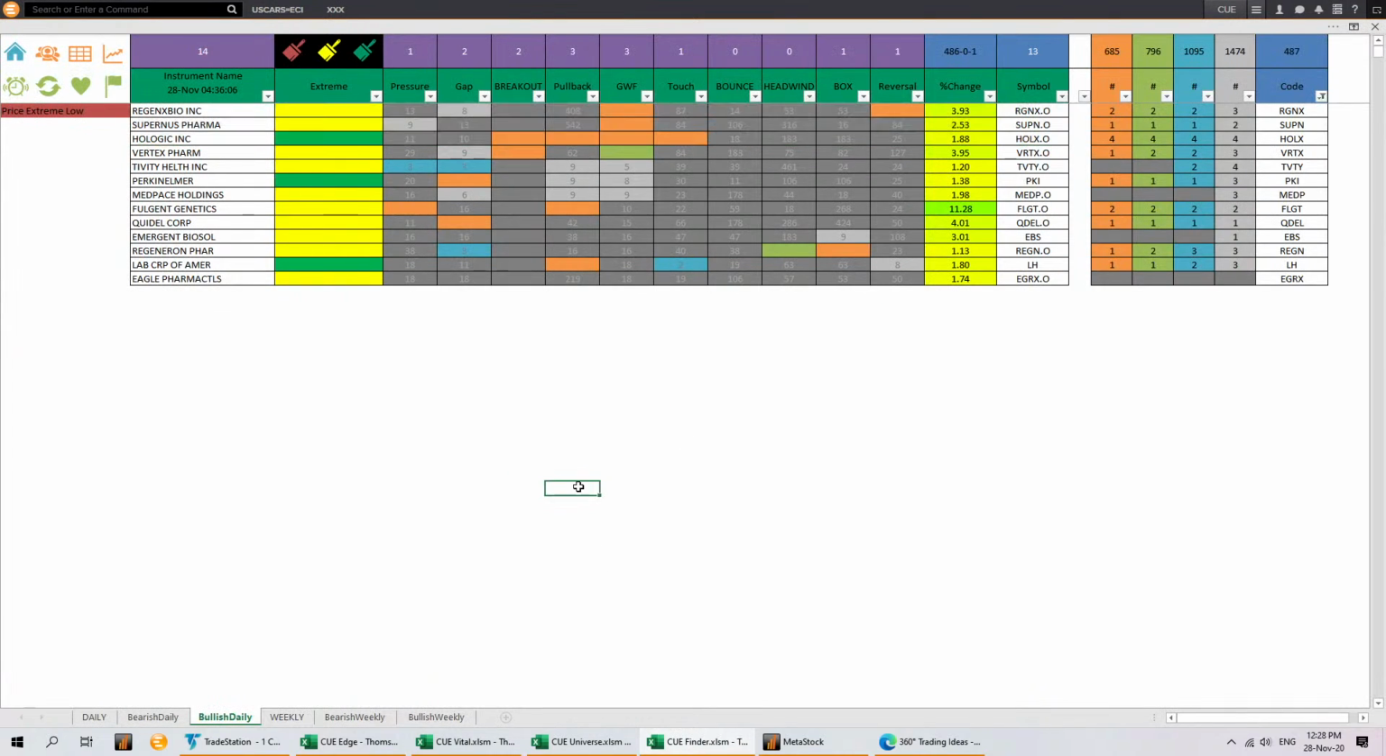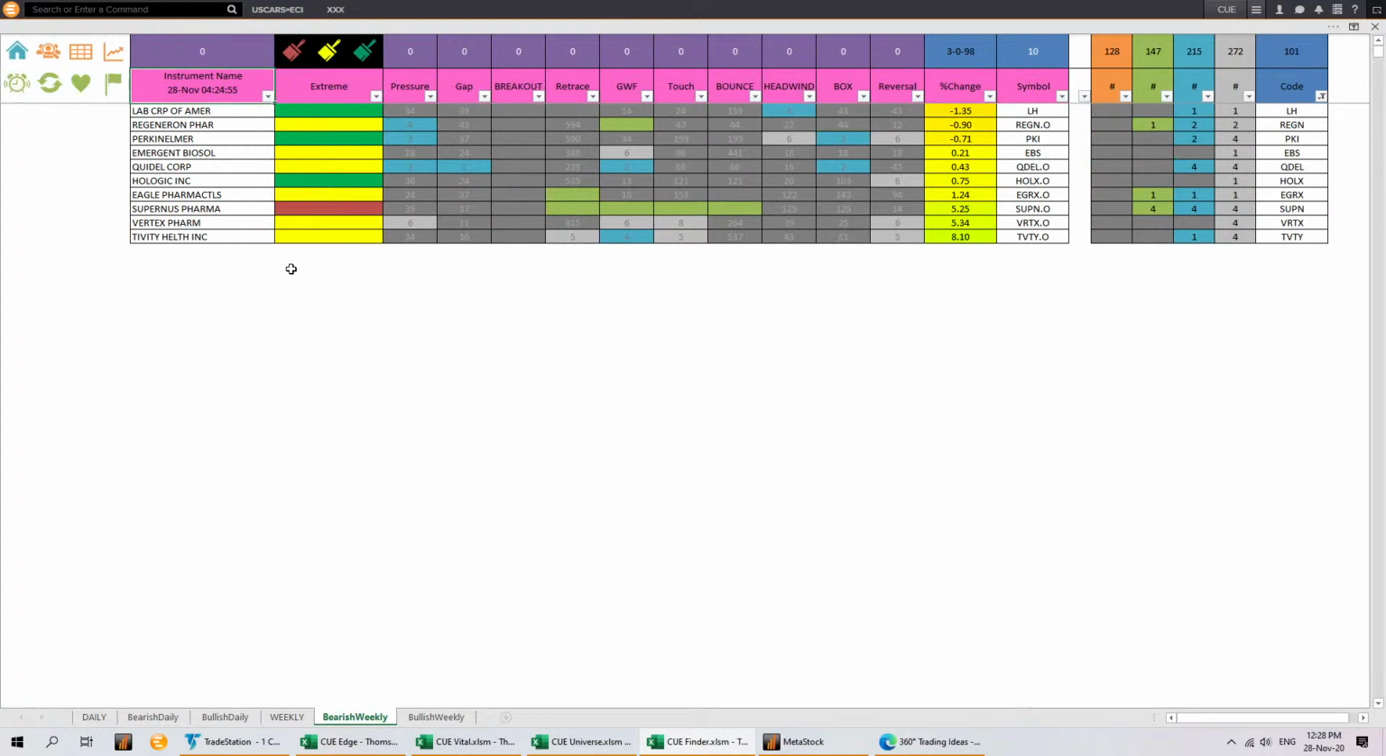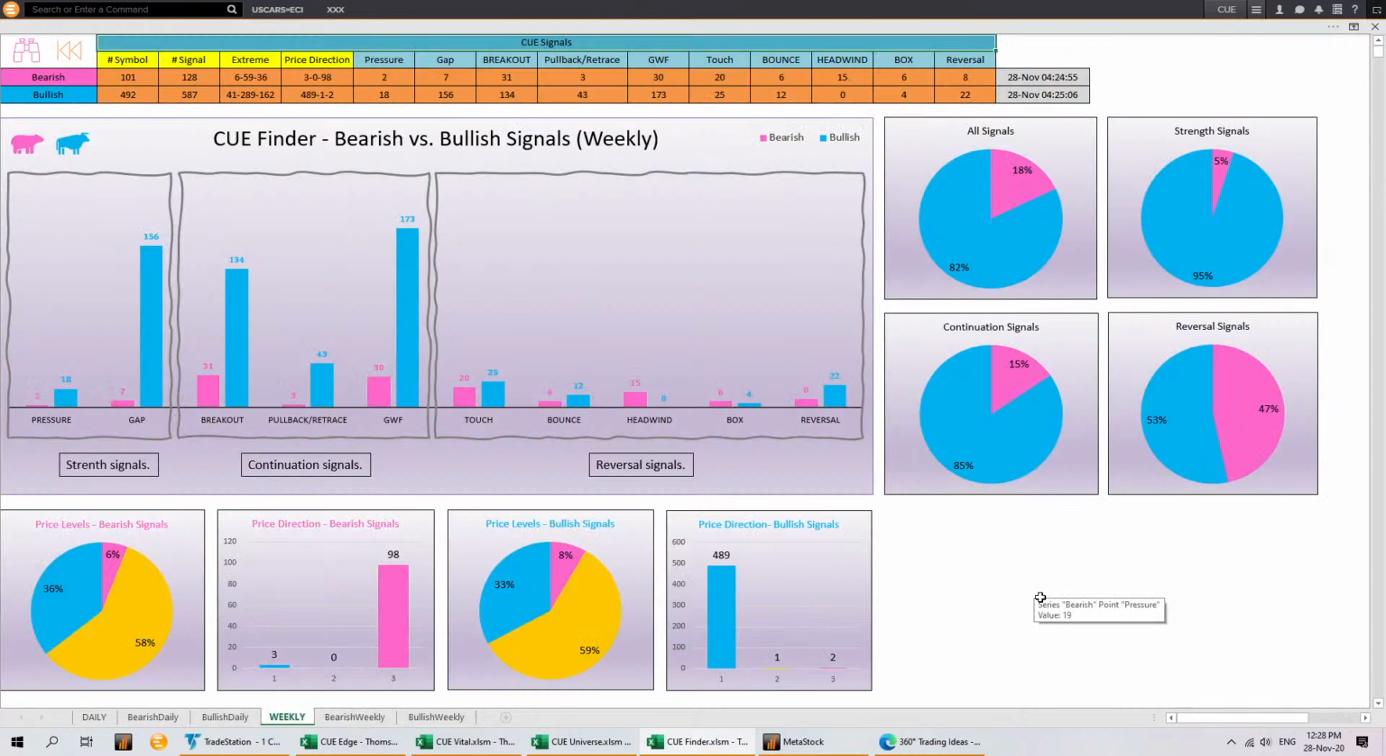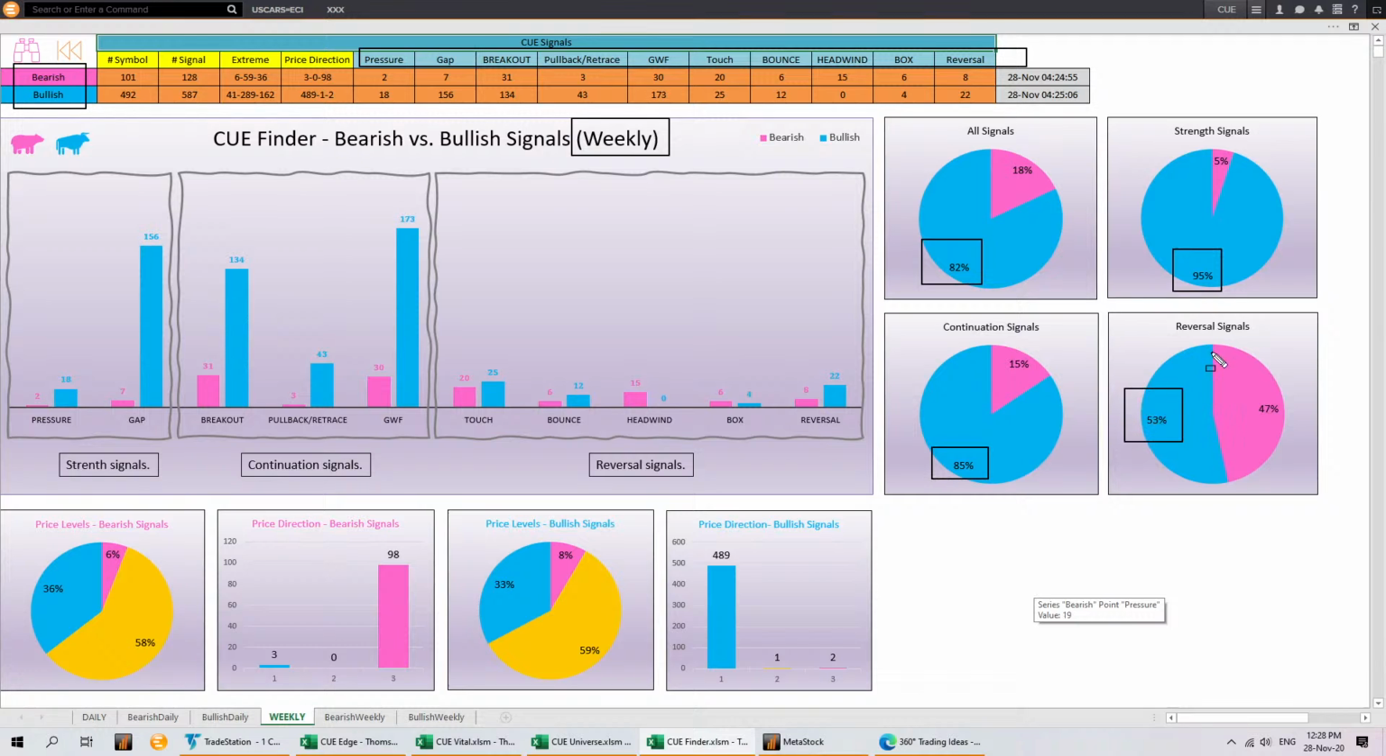If we look at Finder, we used Finder earlier, but we didn't look at the Finder weekly and daily pictures. The Finder weekly shows the balance between bears and bulls using multiple powerful Q signals for the weekly interval. If we look at all signals for the week, and this is not 5 days, this is the week, 82% are bullish, 95% of trend signals bullish, 85% of trend continuation signals bullish, and even reversal signals are balanced, you may say, 53% are bullish.